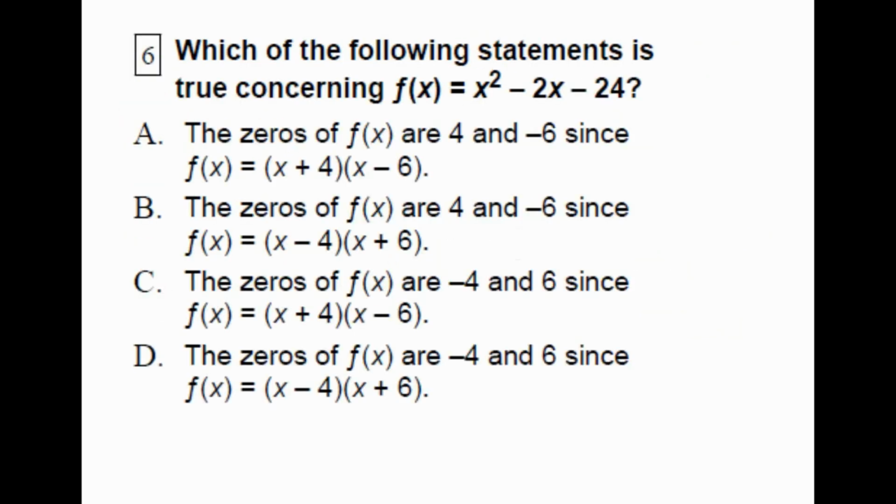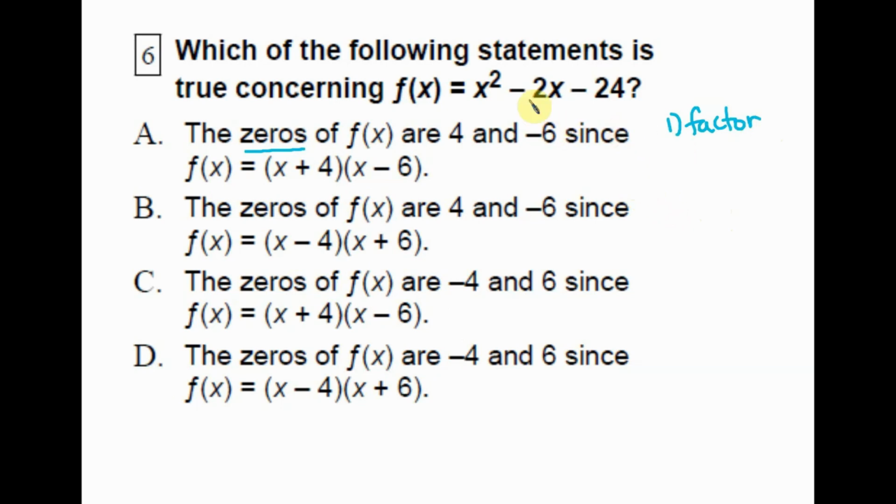In number 6, which of the following statements is true concerning f of x is equal to x squared minus 2x minus 24? When you are reading the options, they are all referring to something called zeros. The zeros of f of x are, and that's what you're supposed to find, and then it looked like they are looking for how to write it in factor form. So let me actually do the factor form first.